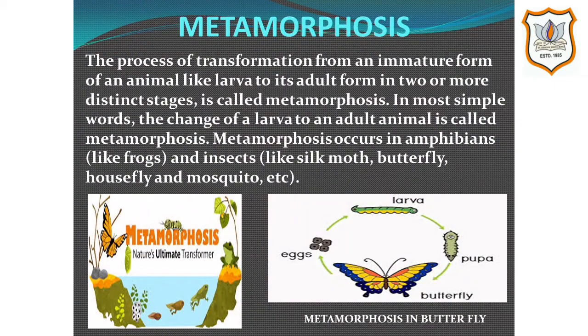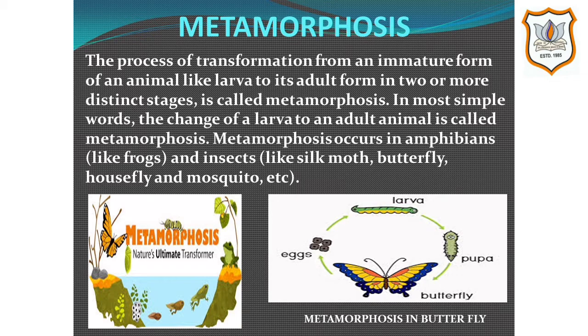Our next topic is metamorphosis. This is a very important topic, students. You must listen to me very carefully. Metamorphosis. We know that a number of animals such as birds, frogs, and insects, etc., are hatched from eggs. For example, chicks are hatched from the egg of hens that I told you just now. Similarly, the frogs and silk moth are also hatched from their eggs.